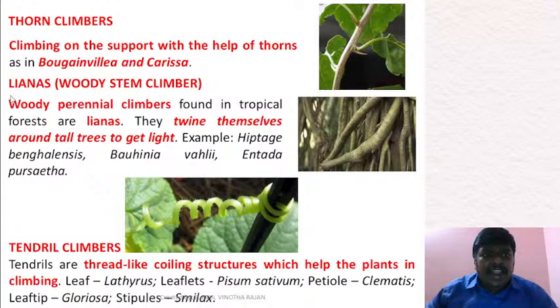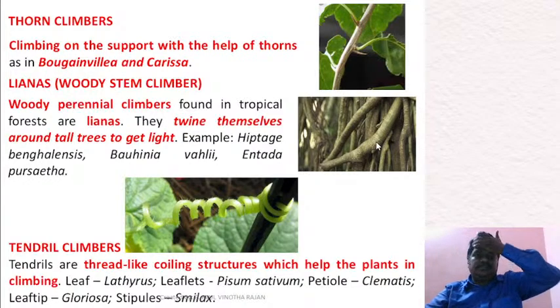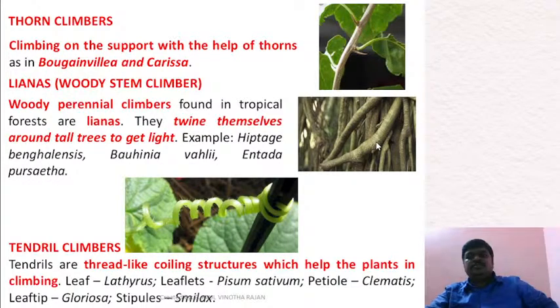Next is called lianas. They are called woody stem climbers. We can see them in the forest. In the tropical forest, there are woody perennial climbers. All these structures that we are seeing are the woody stem climbers. Hiptage benghalensis, Bauhinia, and similar trees have woody stem climbers.